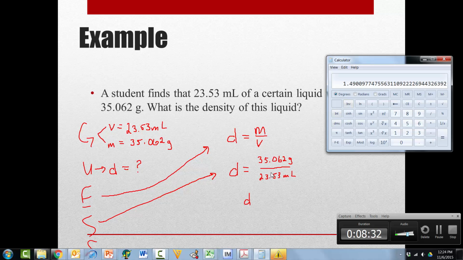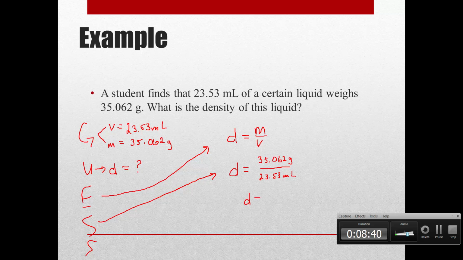Okay, we want to round to sig figs. It looks like I've got 4 sig figs and 5 sig figs, so 4 is the lesser number. So I'm going to write down an answer of density equals 1.490 grams per milliliter. Okay, this is pretty dense stuff. If I'm going to look at that number, it's more dense than water. So that means that I should be able to pour water on top of this and have water float on it.